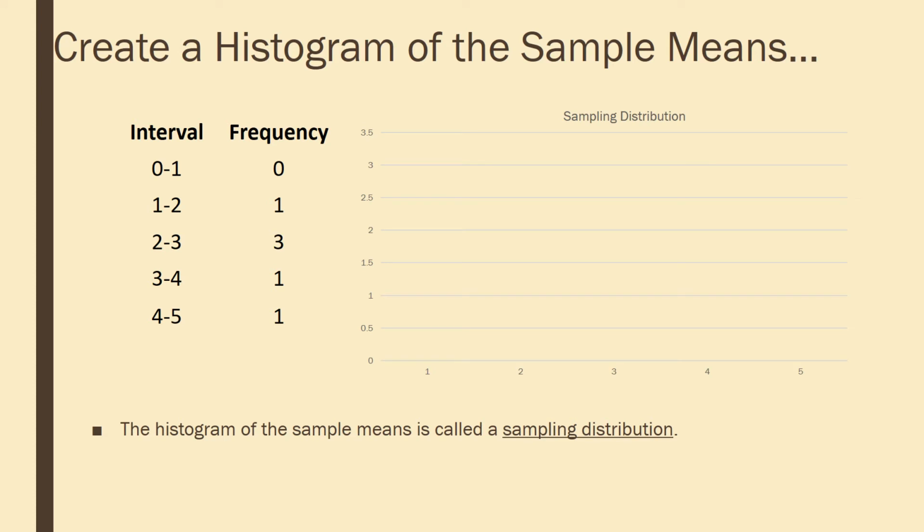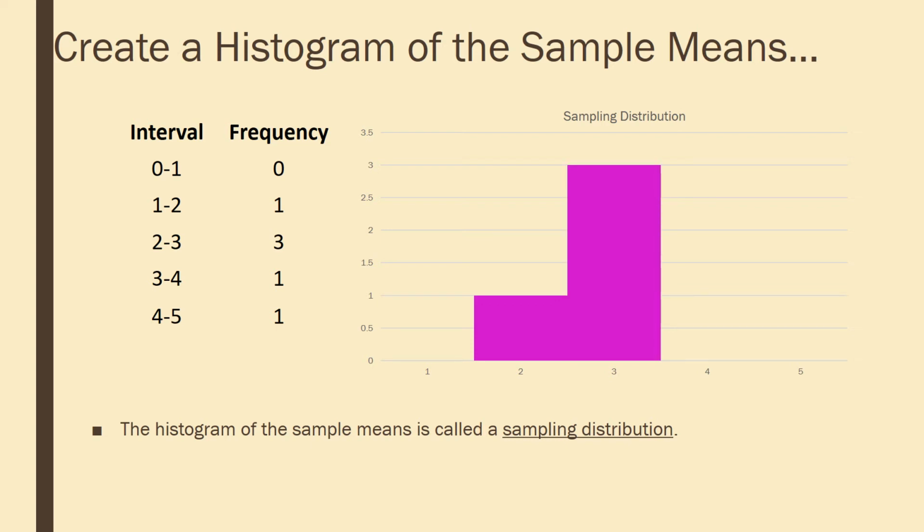So here we're going to make the histogram. There is no one in the first interval, but there was a sample in the second one. So we're going to go up to 1 there. For the 2 through 3 interval, there was 3 samples. So we're going to put the bar up to 3 there.